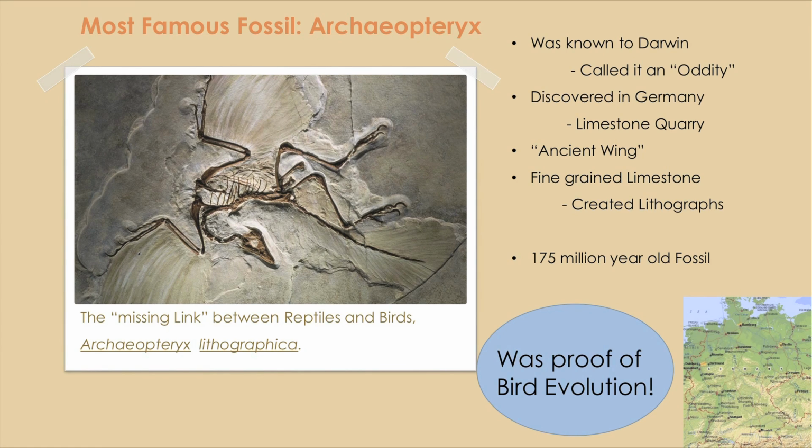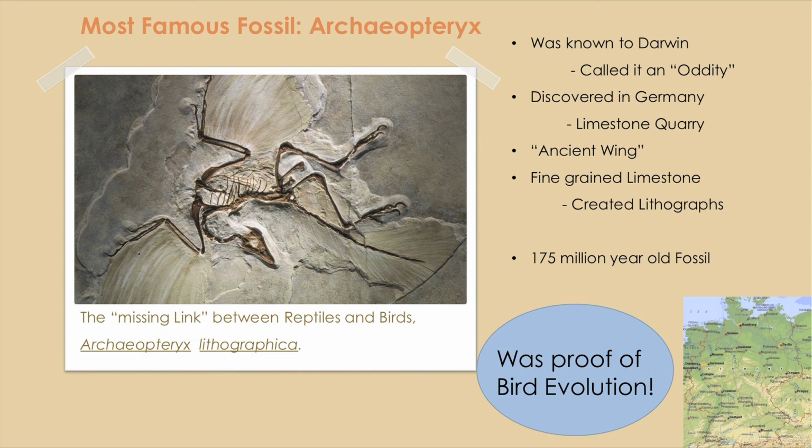The missing link between reptiles and birds was actually known to Darwin, but he only saw it as an oddity. The whole scientific name is Archaeopteryx lithographica, and the specimen was found in a German limestone quarry in 1860. This special type of limestone was so fine-grained it created an almost perfect lithograph of the ancient species.